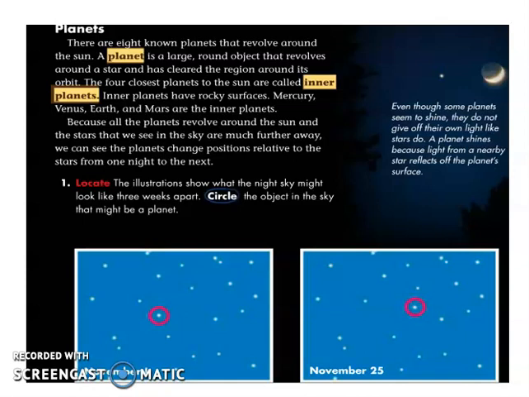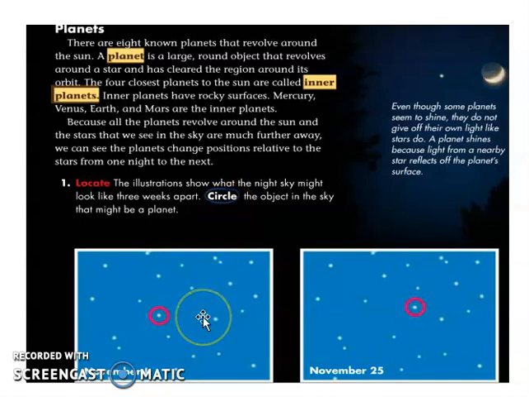Because all of the planets revolve around the sun and the stars that we see in the sky are much further away, we can see the planets change positions relative to the stars from one night to the next. If you can see here, on November 4, there is a pink circle here. What does it mean? It says in number 1, locate. The illustration shows what the night sky might look like 3 weeks apart. Circle the object in the night sky that might be a planet.